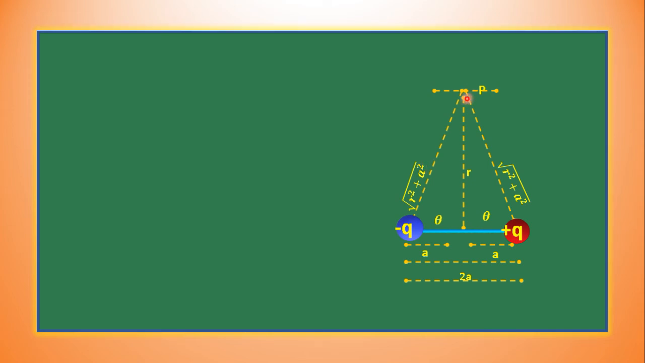Now there will be an electric field due to this charge q acting in this way. I can represent it as E plus, and similarly E minus will be acting towards the negative charge like this. Now the electric field due to the plus charge can be written as 1 by 4 pi epsilon 0, this charge Q divided by this distance squared. This distance is root of r square plus a square, where I am taking the square, the root cancels, and I can write 1 by 4 pi epsilon 0, Q by (r square plus a square), acting away from the charge Q.